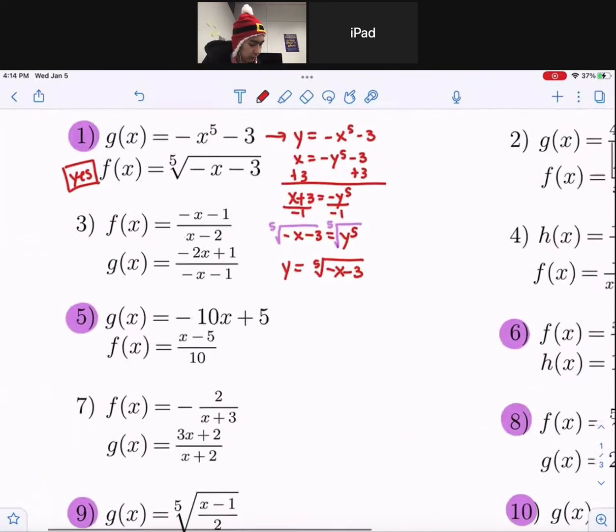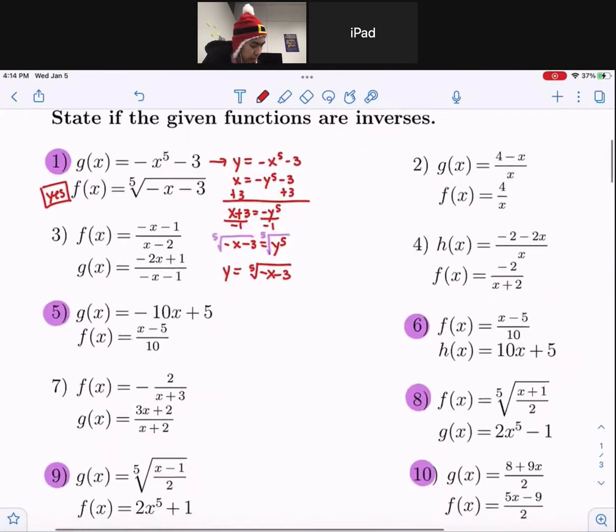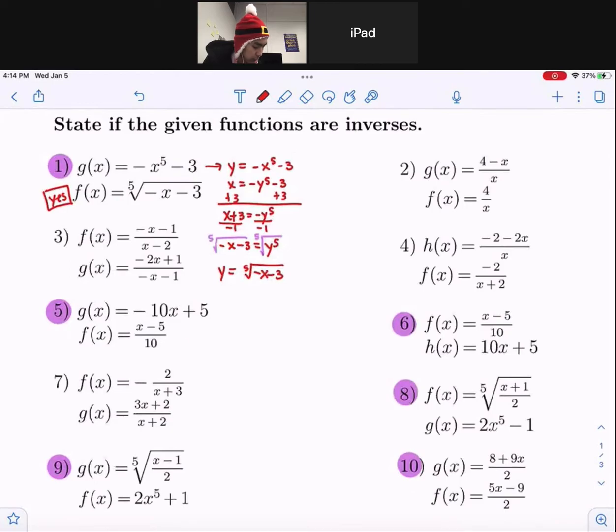Number 5. Now, just to prove to you guys that these are inverse functions of each other, I'm going to go this way. It doesn't matter which one you start with, as long as one is the inverse of the other, they are both inverses of each other. So y equals x minus 5 over 10. We're starting with this one, seeing if this one truly is the inverse.